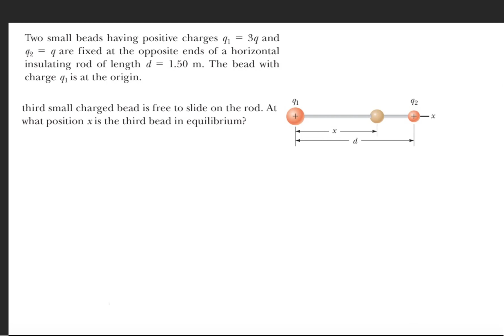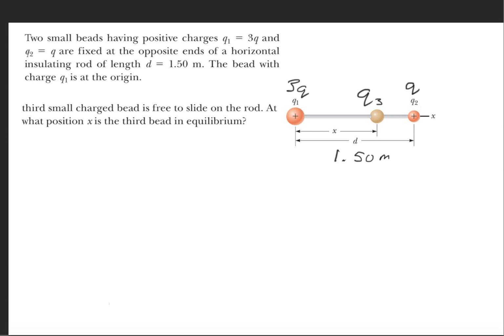This question by labeling this diagram over here with the information given. So over here, D is 1.5 meters. We're given that Q1 has a charge of 3Q. Q2 has a charge of Q. Now this particle right here, we're going to call it Q3.